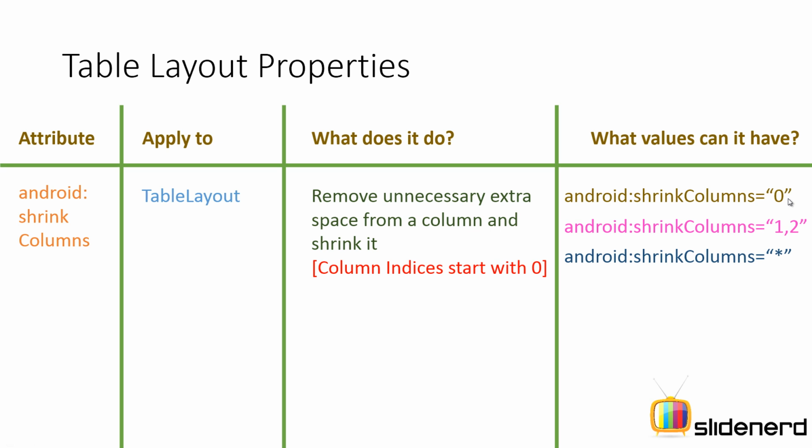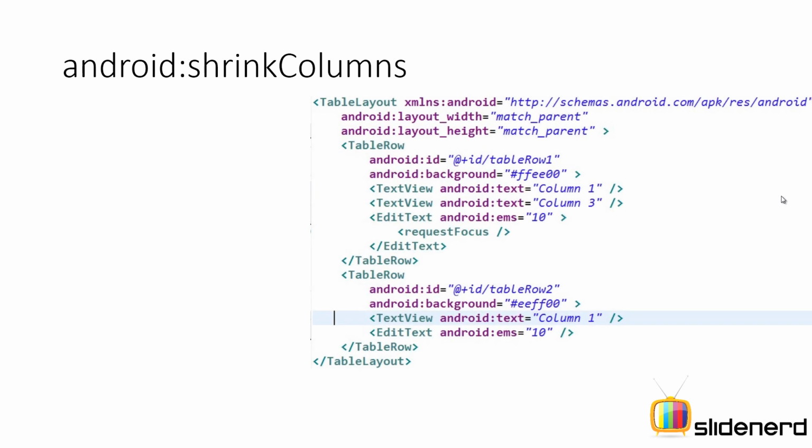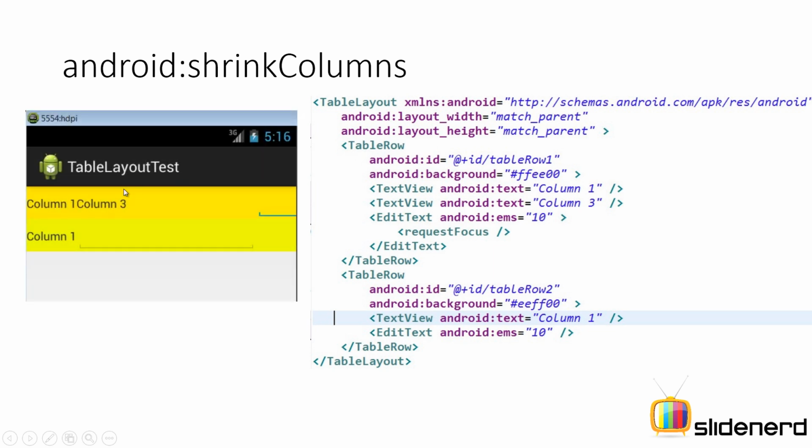So let's actually go to the code and see how this looks. Here, first, let me show you the effect of not using shrinkColumns and why we need to use it. Now take a look at what I have done. I have nothing great over here. There is a table layout inside which there is a table row. And I have this text view 1 and 2, which is column 1, column 3. And then there is this edit text, which has an EMs of 10. And then you have the other table row inside which there is another text view, which is called column 1 over here. And then there is another edit text.